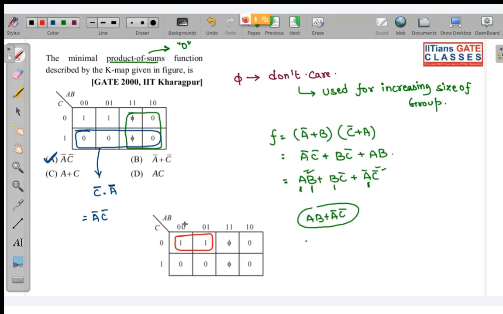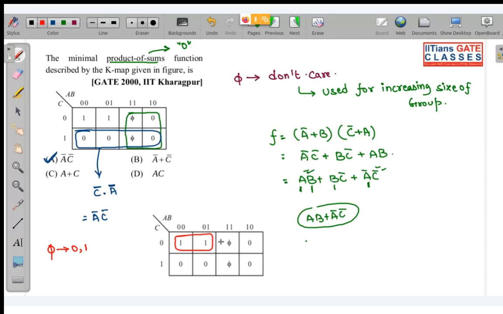Now don't have this confusion that I told you don't care can be either 0 or 1. So you might be thinking, okay, sir told us don't care can be anything, it can be 0 or 1. So let us assume this as 1 and let us make one more group like this. This is very wrong. You never make separate group for don't care. If there is a possibility that using the don't care, you can make a group that has size more than the group without don't care, then you can make it.